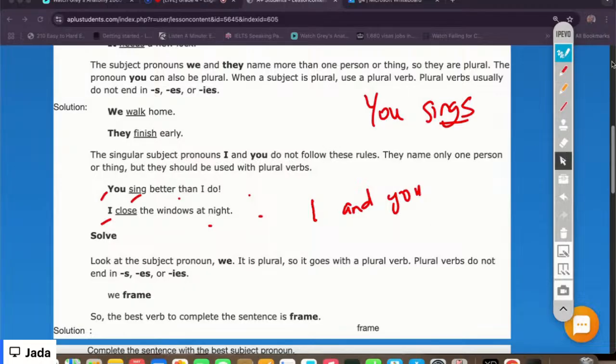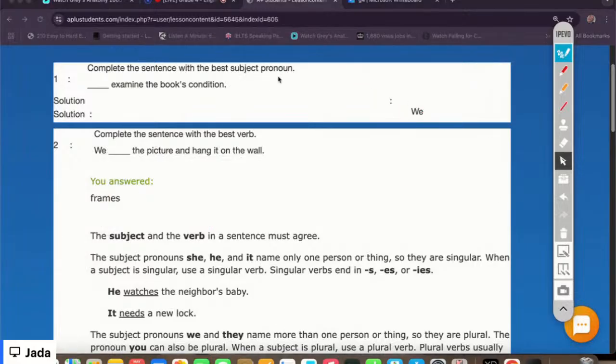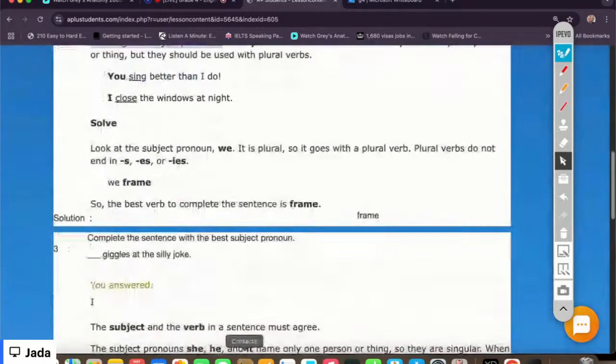All right, let's look at some examples. We have complete the sentence with the best subject pronoun. So, examine the book's condition. Examine is what? A plural verb because it doesn't end with s or es. So, we will have a plural subject. We dash the picture and hang it on the wall. So, we have we, a plural subject. So, we will have what? A plural verb. We frame, not we frames.